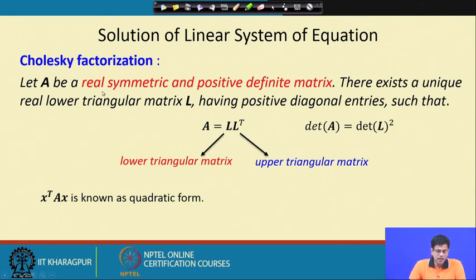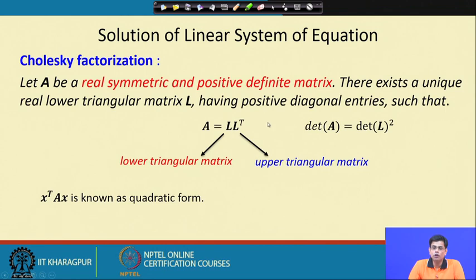Let A be a real symmetric and positive definite matrix. Then there exists a unique real lower triangular matrix L having positive diagonal entries such that A can be written as L L transpose. L is the lower triangular matrix, we know what a lower triangular matrix is, and obviously L transpose will be the upper triangular matrix. Now, if we can decompose a matrix in this form, then its determinant is the square of the determinant of L.